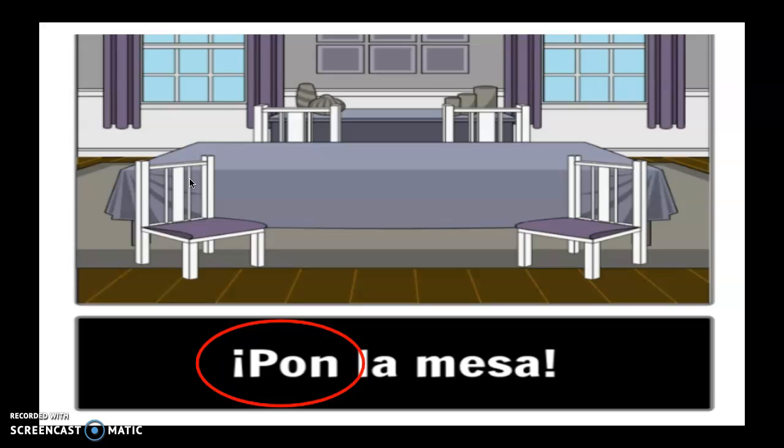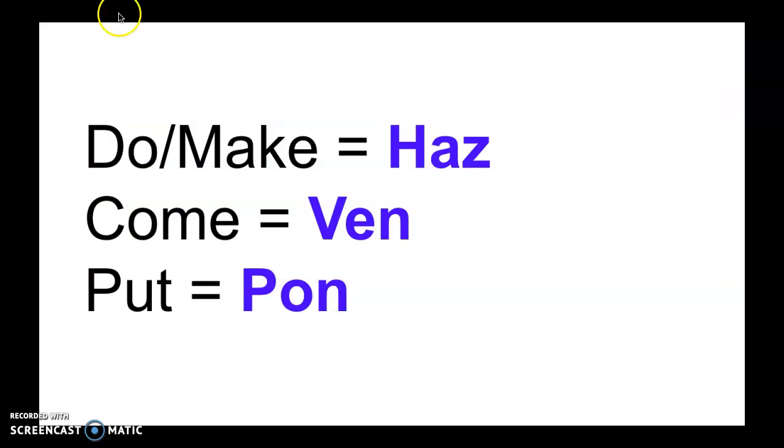Pon. Now, why are these ones a little different? My guess is it's because these are commands that we use all the time. Do this, make this, come here, put this there. And so they probably shortened them to make them much easier and faster to say, because if you're a parent or an adult and you're telling someone to do something, you need to do it quickly. So they made these much easier and faster to say.